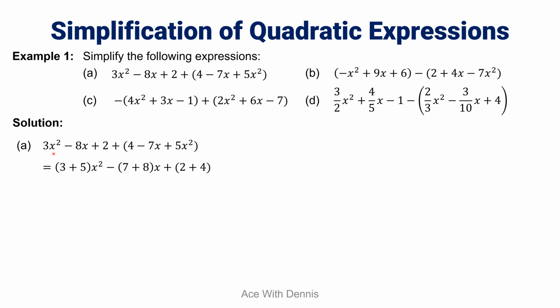For x squared, we have 3x squared and 5x squared. So we add these two together, 3 plus 5 x squared. For the x term, we have minus 8x and minus 7x. Hence, we combine them together, becomes minus bracket 7 plus 8 x. And the constant terms, 2 and 4, so just 2 plus 4. Hence, the answer is 8x squared minus 15x plus 6.